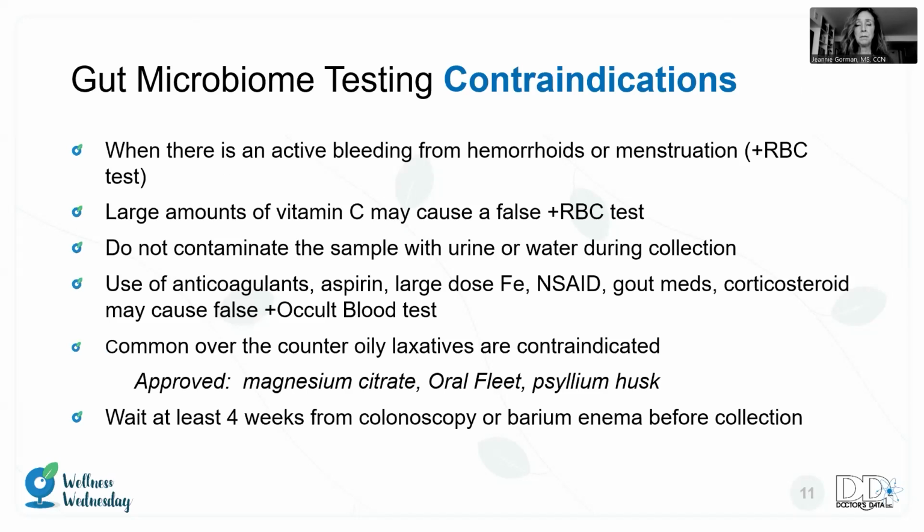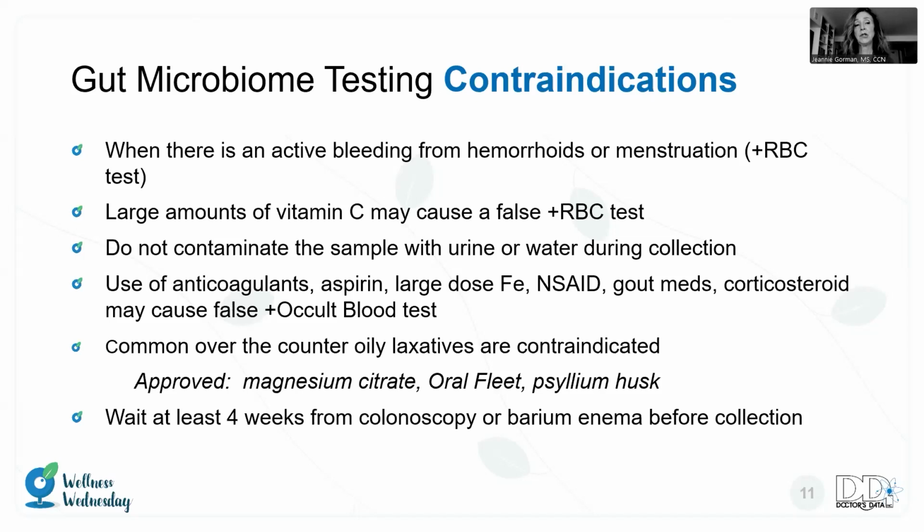Contraindications prior to taking the collection or using this stool test would be if there is any active bleed from hemorrhoid or menstruation. With that sort of interference, you might get a positive red blood cell result on the test. So trying to stay away from those timeframes would be ideal. Sometimes it's not possible. Any large amounts of vitamin C may also cause that red blood cell false positive.